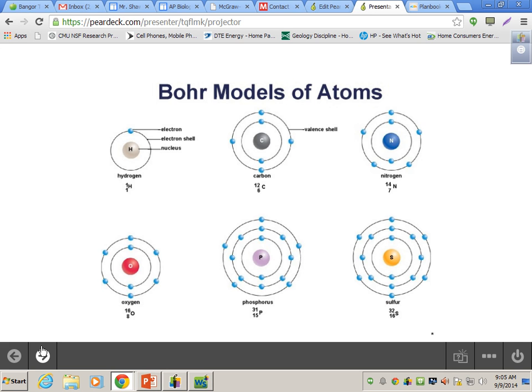So if I give you any element, you should be able to do this. Okay? If you can't do this, you need to come see me at lunch. We'll sit down and we'll go through electron modeling. Okay?